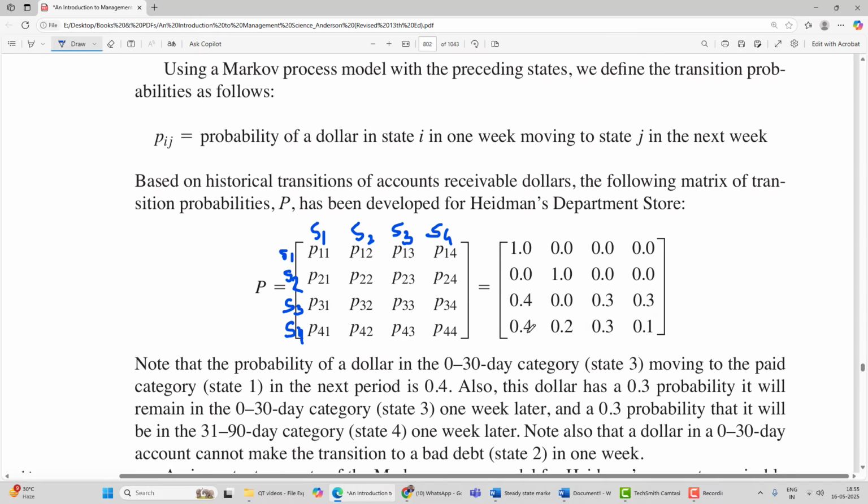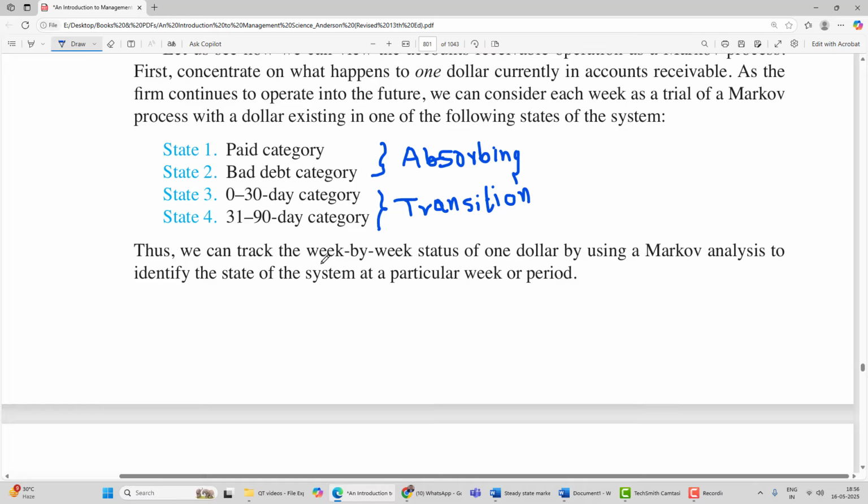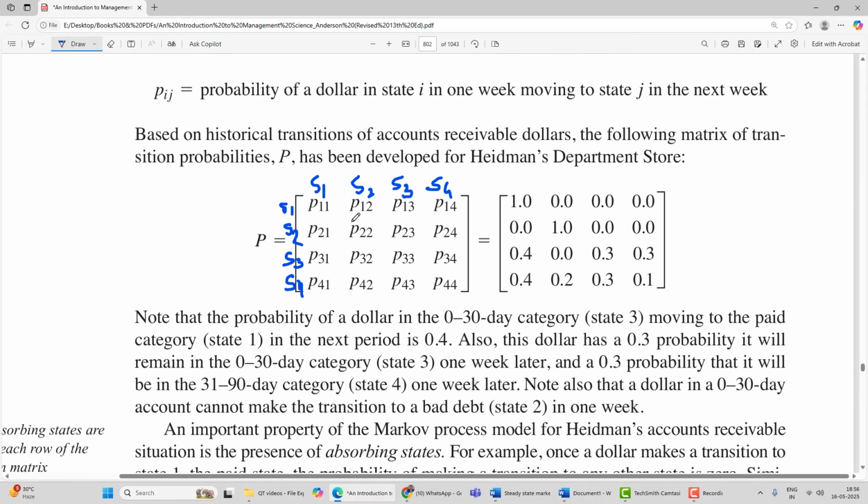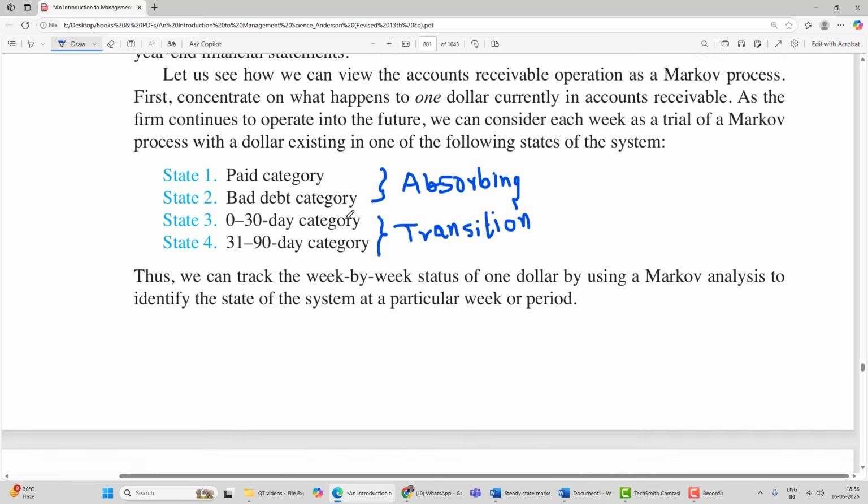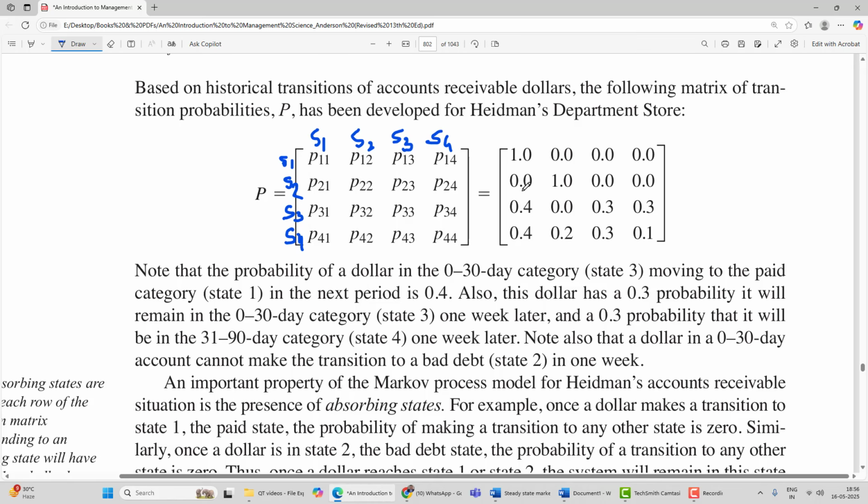So this is your transition matrix. The first row and first column belong to state 1, that is your paid category. The second row and second column belong to the bad debt category. Once it becomes paid, it cannot move to another category. That is why the probability is 0. Once it is paid category, it will remain paid category. That is why it is 1 and 0 here. Once it becomes bad debt, it will remain bad debt and cannot change to another. That is why these 2 are absorbing categories. 1, 0 and 0, 1 clearly show this.